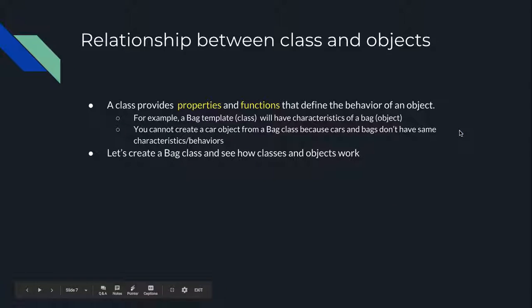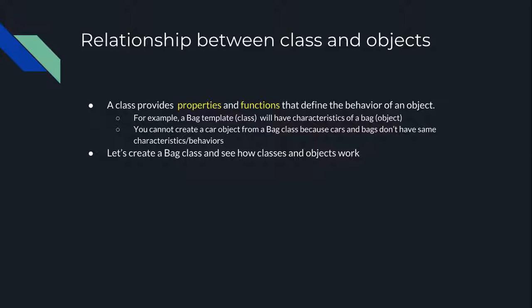So the relationship between classes and objects is that a class provides properties and functions, like potential properties and functions that could be used in order to create the behaviors of an object. So in this case, we define properties of a bag template. What kind of properties would a bag have? And then the object would be the actual bag that uses those characteristics. So in another example, you can't create a car object from a bag class or a bag template because cars and bags just don't have any similar characteristics or behaviors.